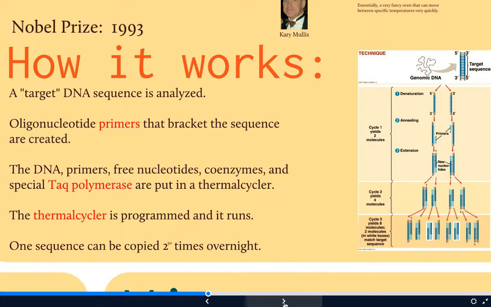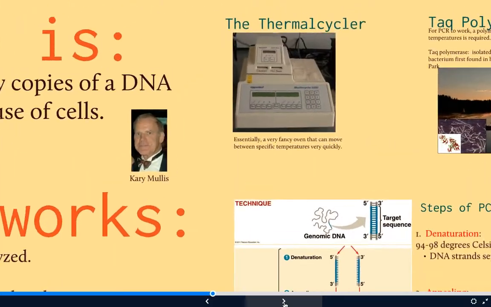The DNA primers, the free nucleotides, some coenzymes, and a special enzyme called Taq polymerase are put into a thermocycler. Then the thermocycler is programmed and it runs, and the sequence can be copied 2 to the 30th times overnight, or actually, even now, within a few hours.